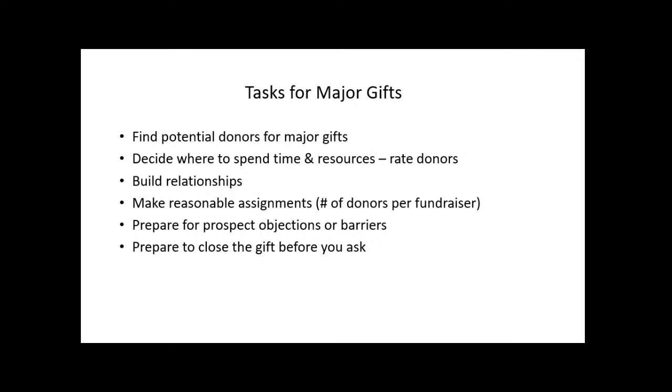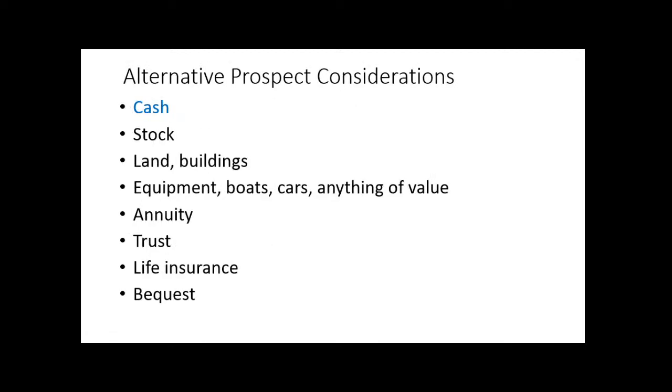And as you ask for major gifts, just remember that there are alternative prospect considerations. I have cash highlighted because we mostly think about cash, but their gifts could also be stock, could be land, buildings on land, could be equipment, boats, cars, almost anything of value. In my nonprofit development experience, I've seen many times when people gave jewelry.